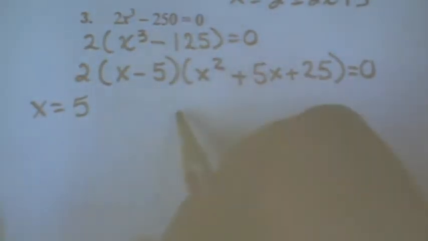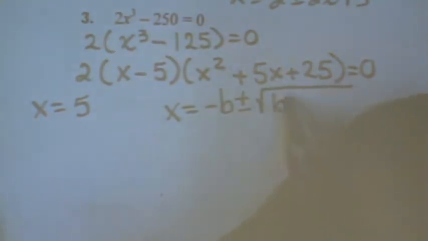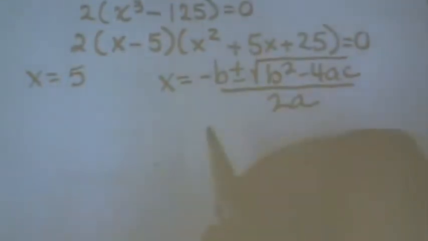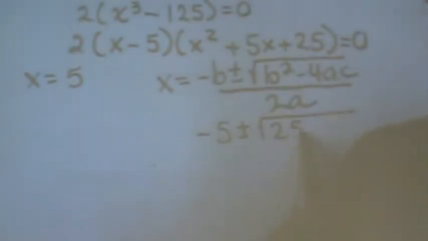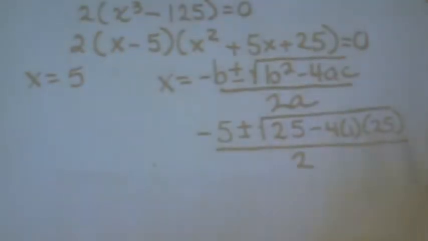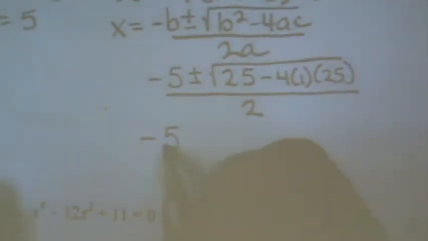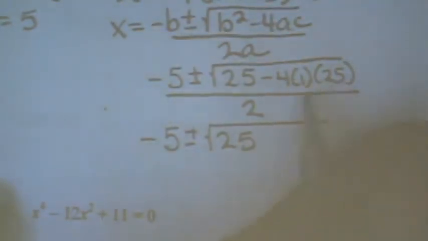And for this one, I would use the quadratic formula, negative b plus or minus the square root of b squared minus 4ac all over 2a. Why would I not complete the square here? Because this is an odd number. So it's negative 5 plus or minus root 25 minus 4 times 1 times 25 all over 2 times 1, which is 2. So you get negative 5 plus or minus root 25, and this is going to be minus 100 over 2.